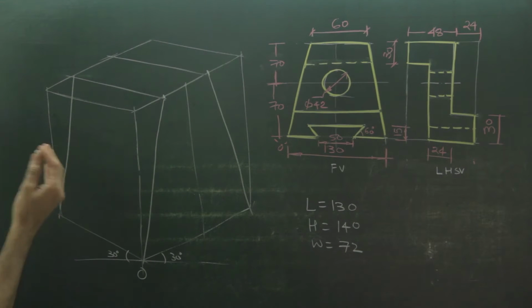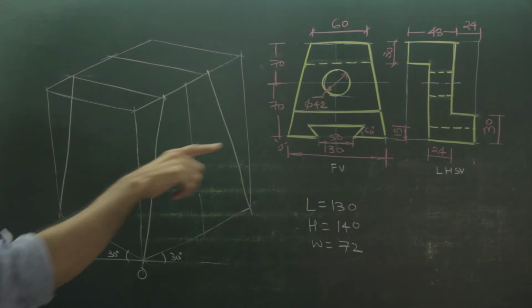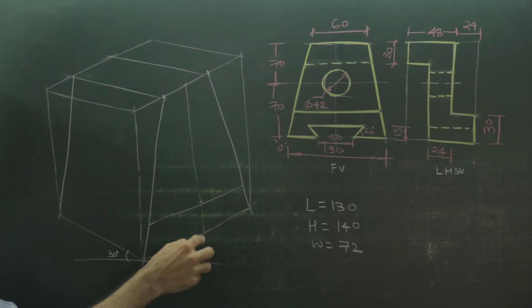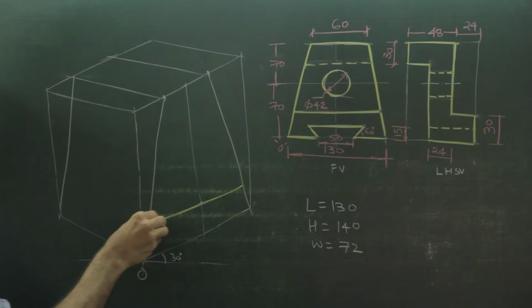So first we will draw this entire slope. Then they have given height 30. So we'll take 30 from here and we'll draw a line. See this, we'll take 30 from here and we'll draw a line. So this line will be dark.